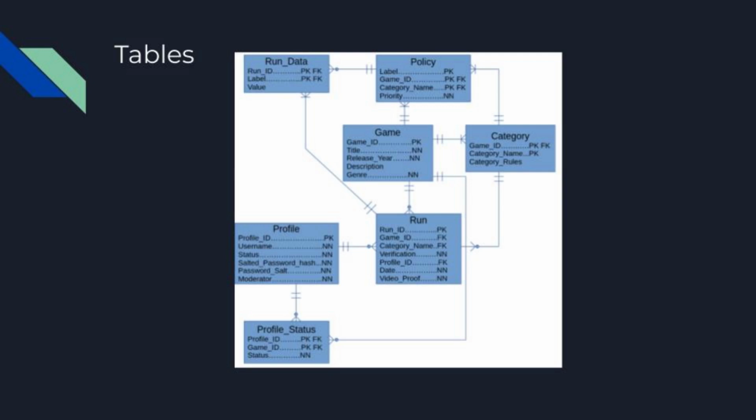And then we've got our run table, which is connected to both our profile and game tables, and then the run data table, which stores all of the information for the run, so the policy information and then the actual value. So if it was an any time run, it would contain the actual time for that run.